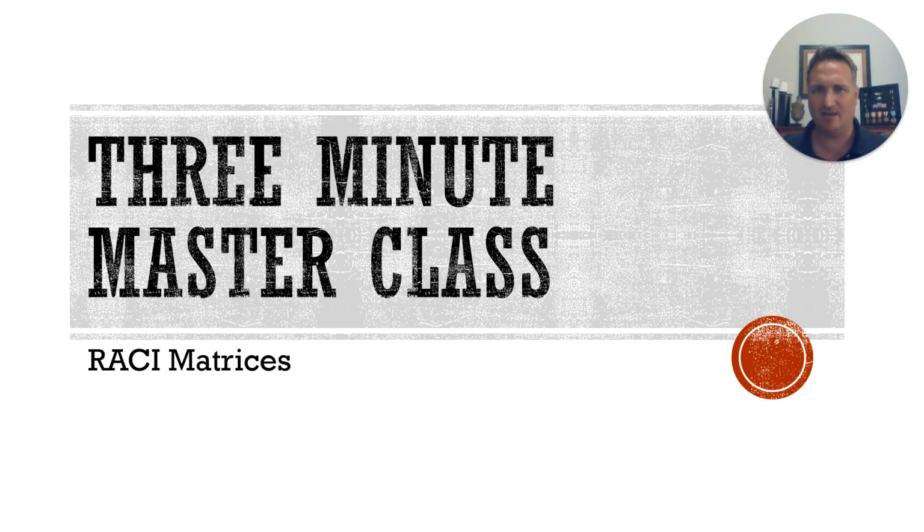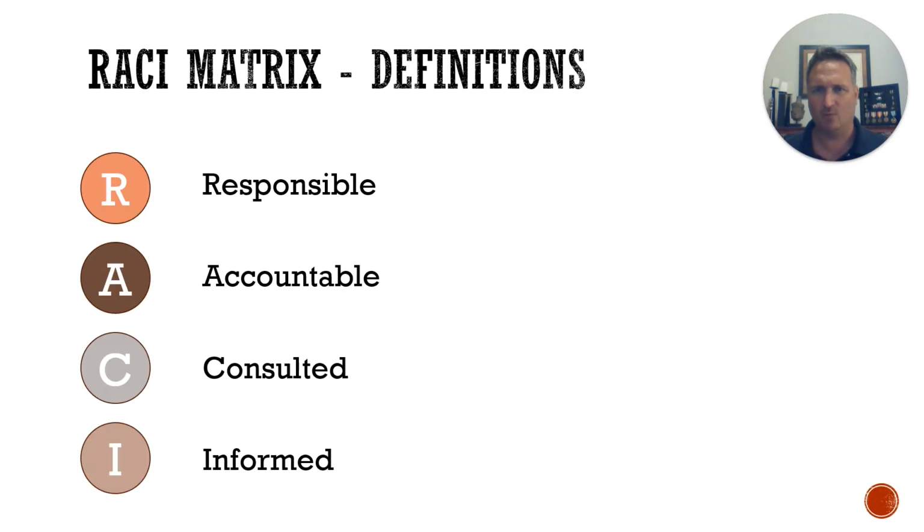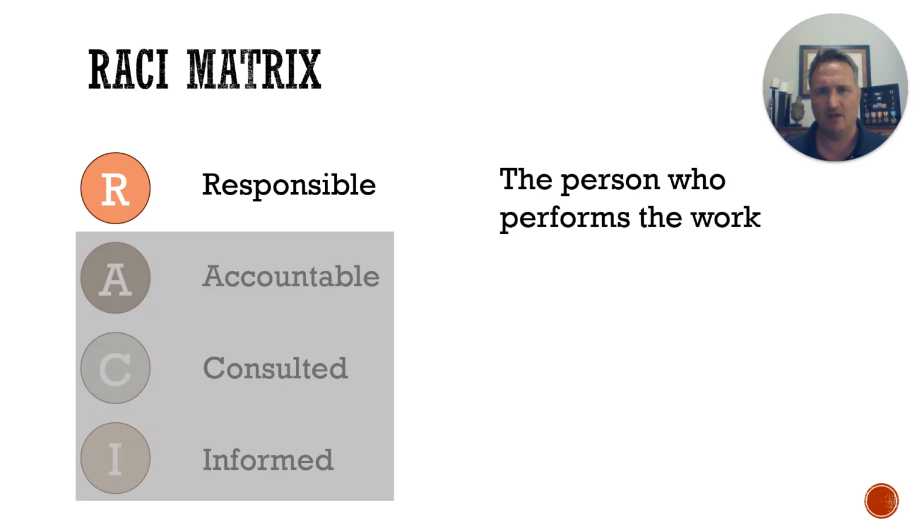Today we will be talking about RACI matrices. RACI is an acronym that stands for Responsible, Accountable, Consulted, Informed. And a RACI matrix is a tool that helps people understand who does what in a process. Let's take a closer look at the definitions.